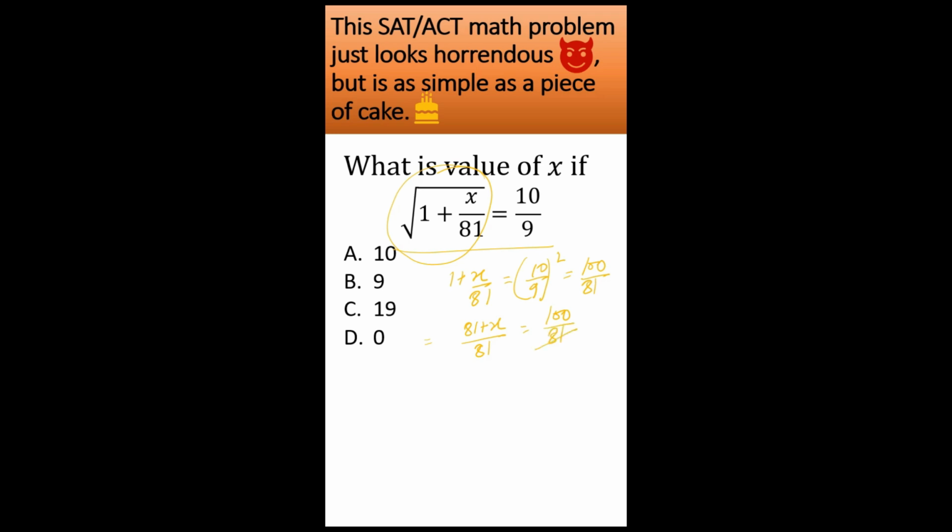This 81 and 81 cancels. So what we have is 81 plus x equals 100, or x equals just 19. So the option C should be the answer.